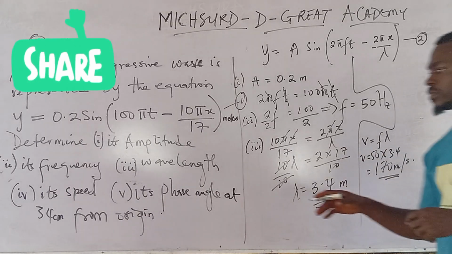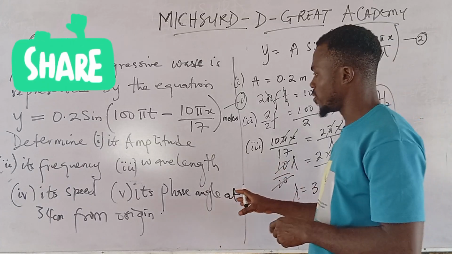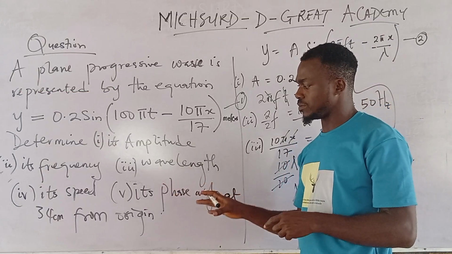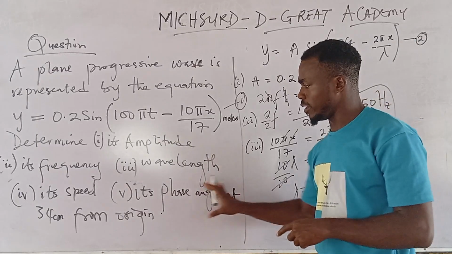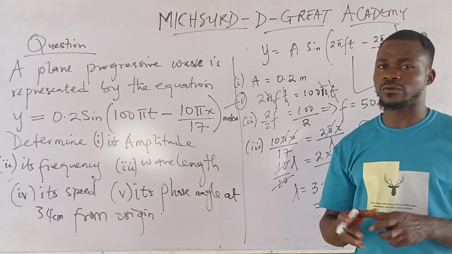Then the next question is on the phase angle at 34 centimeters from the origin. So I will leave number 5 for you to solve.